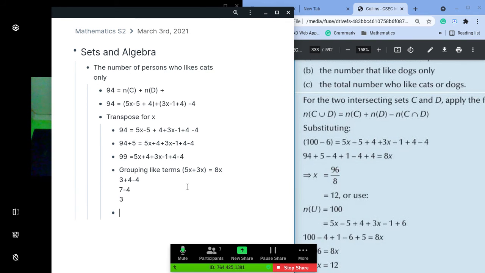So now when I finish grouping all the like terms, remember all of these terms, I simply group them together. Really and truly, what I did was move this 3x and put it right beside this 5x, and then I just worked out what is plus 4 minus 1 plus 4 plus minus 4. And that gave us 3. So let's write what we have again. We're going to say 99 is equal to 8x plus 3. Everybody see that?